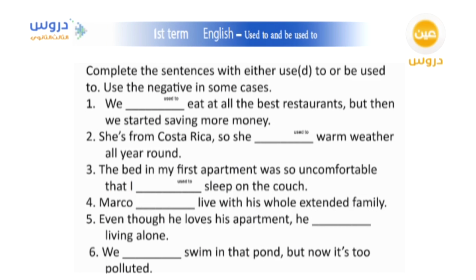Marco lived with his whole extended family, so he didn't used to live with his whole extended family. Great, Muhammad al-Arifi. We can make it negative, no worries, no problem. So we can say Marco used to live with his whole extended family, or he didn't use to live. We can say didn't use to live. Okay, what about number 5? Both are possible. Great, Muhammad, yes.